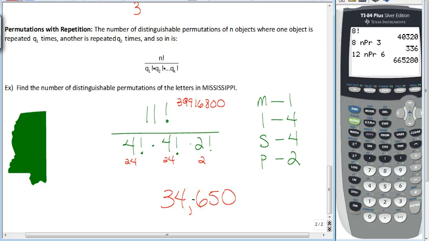Alrighty? So that's that. Here's a lesson on, again, the fundamental counting principle and permutations. Your next lesson is going to be on what's known as combinations.